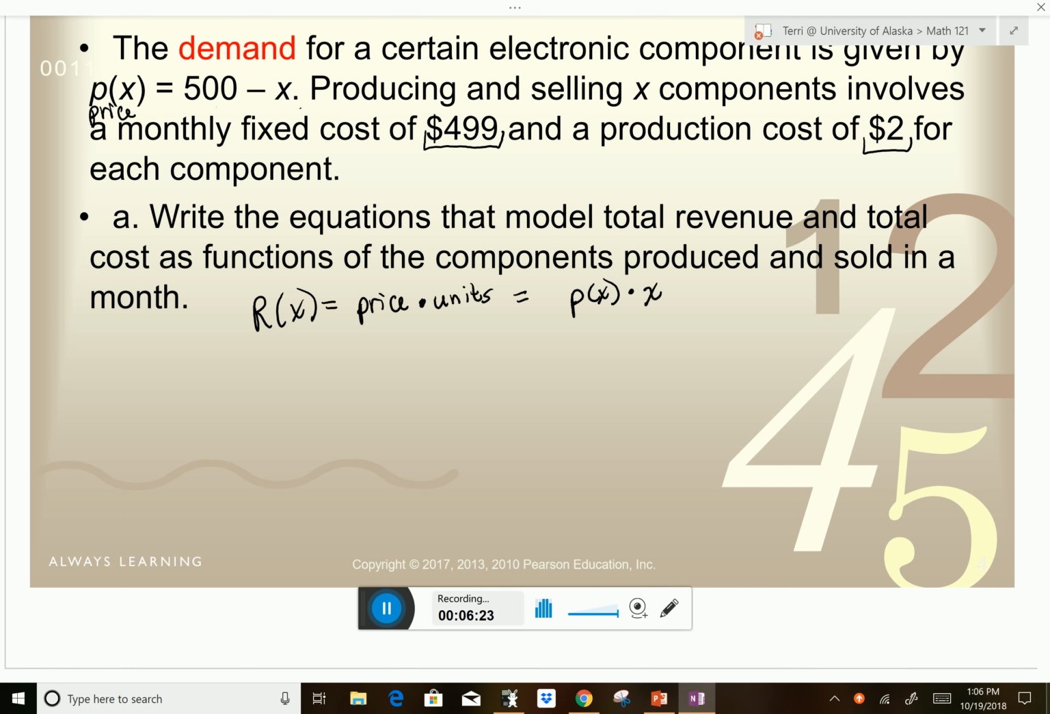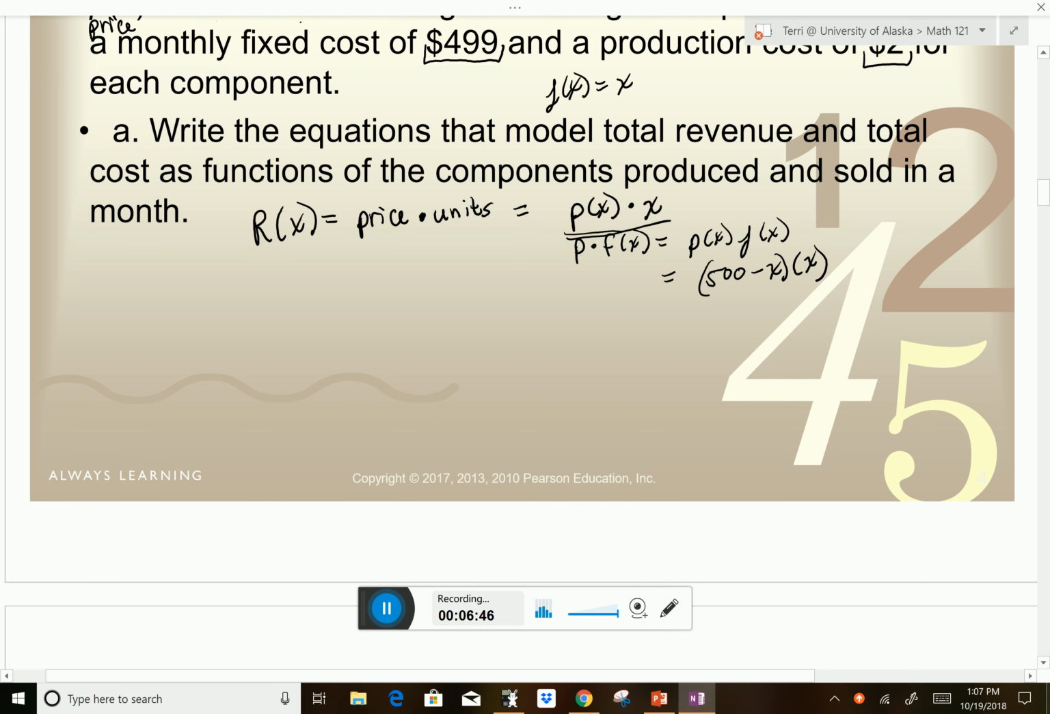So in a sense, if I said the number of units sold, I have another function that's f of x equals x. So I really want p times f of x, which is p of x times f of x, which is 500 minus x times x. And that's the simplest way, basically I'm just taking this price and multiplying by x. And that becomes 500x minus x squared. That's it.